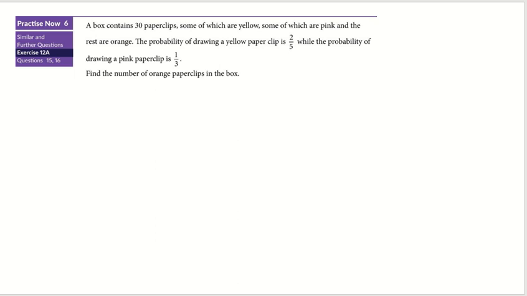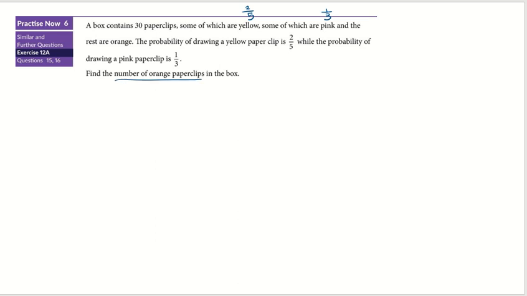A few things for you to take note. There are a few colors: yellow, pink, and orange paper clips in this case. They mentioned that the probability of drawing a yellow clip is 2/5. I'm just going to label above the value. I'm going to write down: probability of drawing yellow is 2/5, probability of drawing a pink is 1/3, and they want the number of orange paper clips in the box.